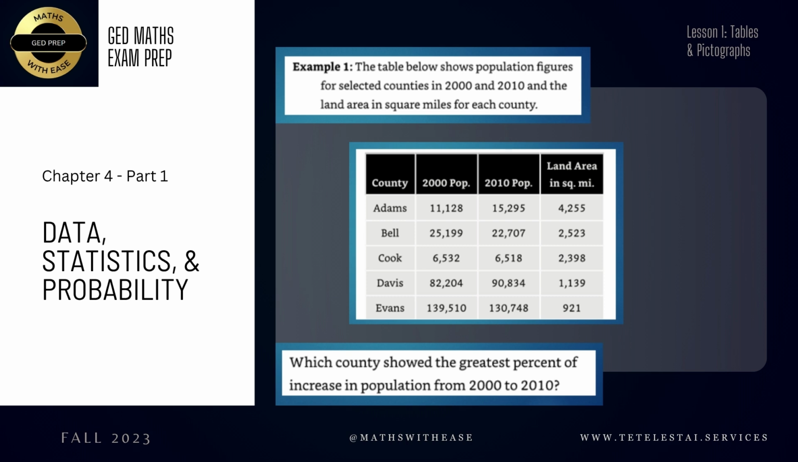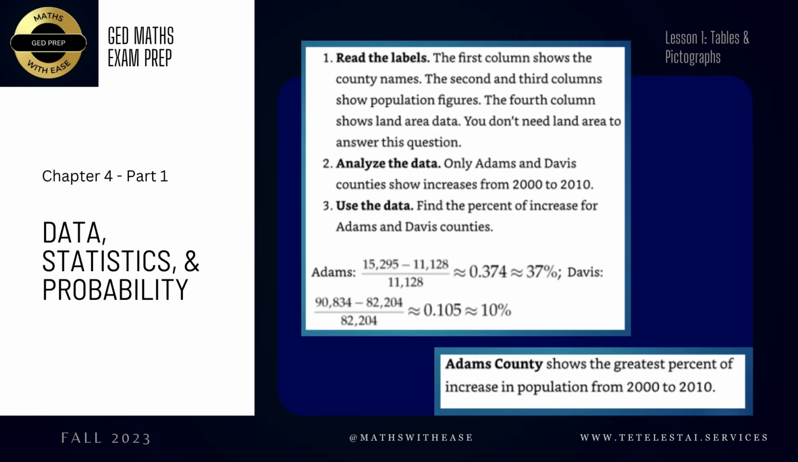90,834. We're going to subtract that from 82,204 and divide that by 82,204 and multiply by 100, which was done for you here. And you can see that this should give you 10.5 on the test. You would probably want to round this up to 11, right?